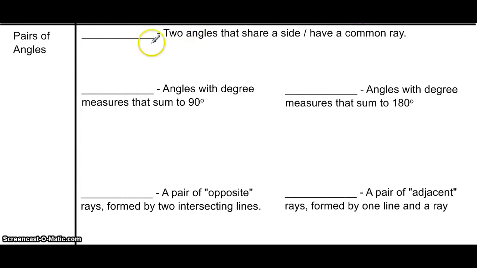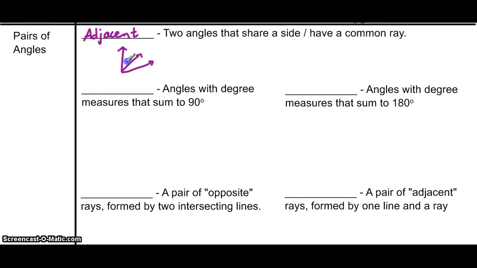Alright, now that you've done that, let's go ahead and learn some vocabulary terms that you might not know yet. First up, two angles that share a side or have a common ray. Those will be called adjacent angles. A-D-J-A-C-E-N-T, adjacent angles. So here is a figure, or an example, of adjacent angles.